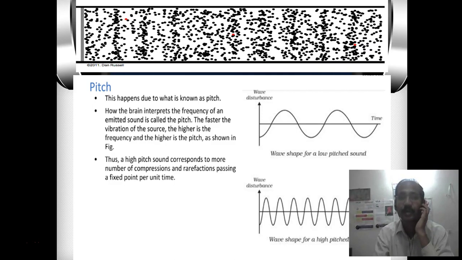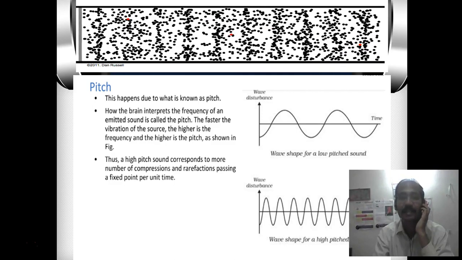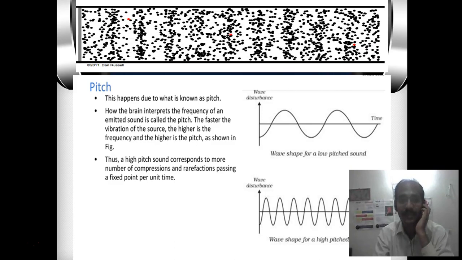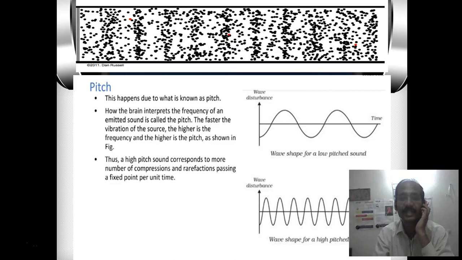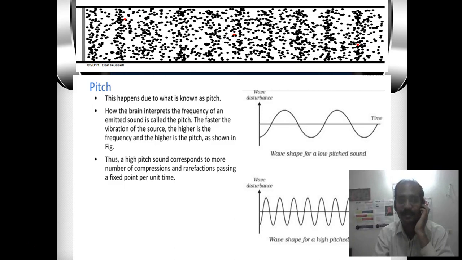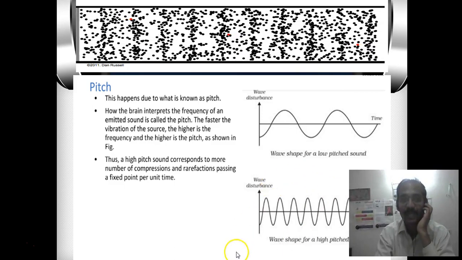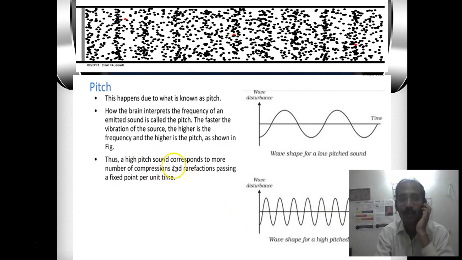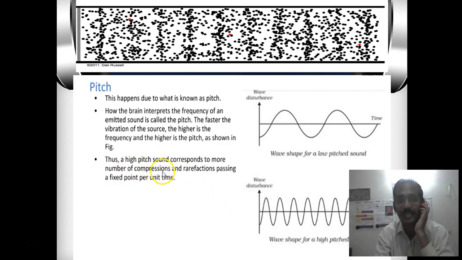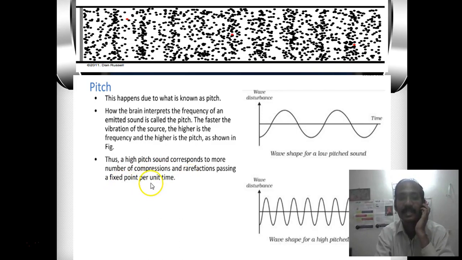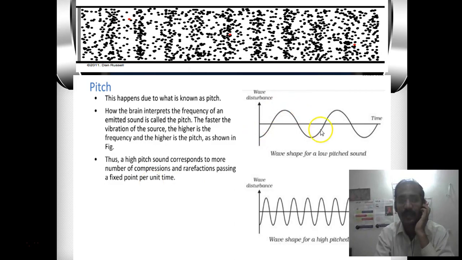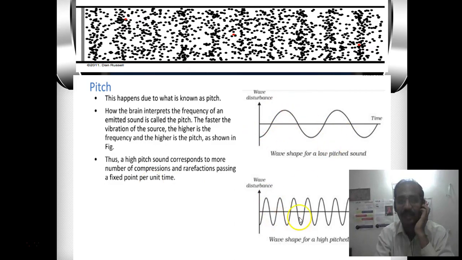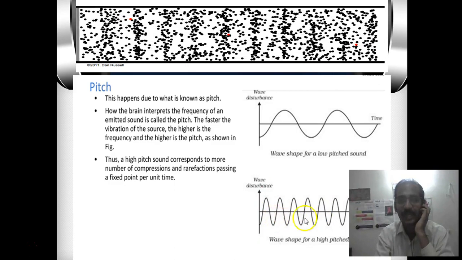How the brain interprets the frequency of an emitted sound is called the pitch. The faster the vibration of the source, the higher the frequency and the higher the pitch, as shown here. Does a higher pitch correspond to more compressions and rarefactions passing a fixed point per unit time? Yes. This is one type of wave, which is long in length. This is a short-length one, a sharp wave with a high pitch of sound.